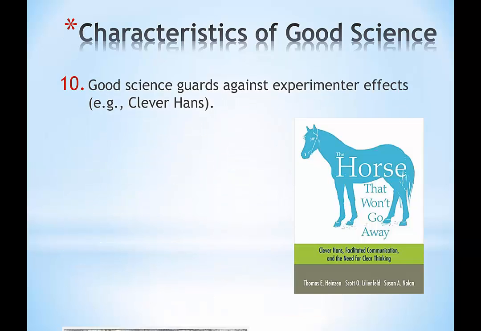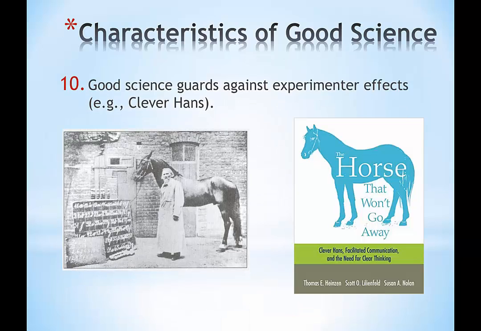Another characteristic of good science is that it guards against experimenter effects. And this is the Clever Hans story. I'm not going to go into this, but if you just Google Clever Hans, or read in your textbook about this, sometimes the experimenter wants the experiment to work so badly, or maybe it's part of their thesis or dissertation, or they believe in it. Sometimes consciously or unconsciously, we can give cues to participants in a study that actually might influence their behavior.